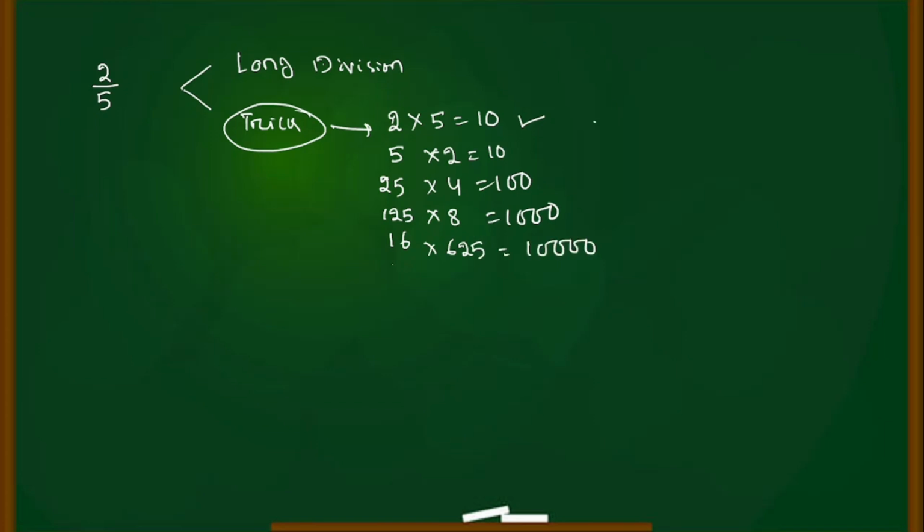Okay. You should remember these 4 pairs. First pair, second pair, third pair and the fourth pair. Okay. Then you can apply the trick. Otherwise, you can divide by the long division method.